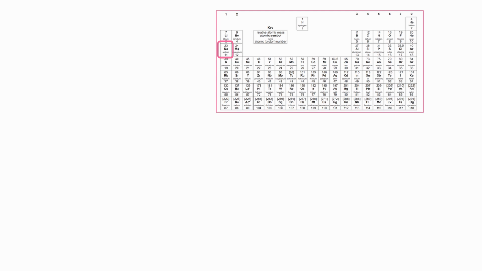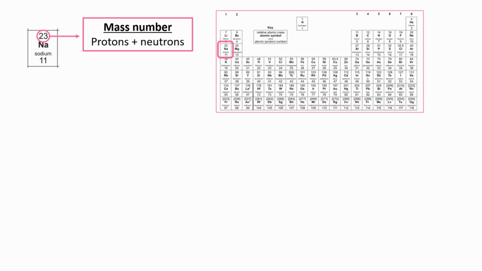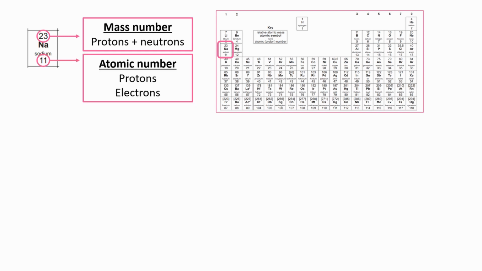So let's look at sodium in more detail. Sodium has two numbers just like any other of those elements. There is a bigger number and a smaller number. The bigger number is the mass number. This is the number of protons and neutrons altogether. And the smaller number is the atomic number. This is the number of protons the atom has. So sodium has 11 protons. The number of protons is always equal to the number of electrons. And that's how we find out the number of electrons using the periodic table.